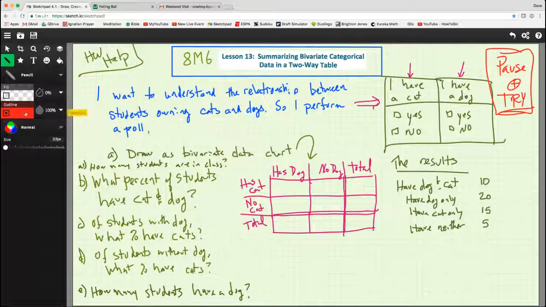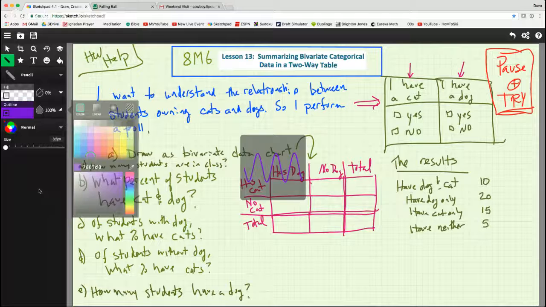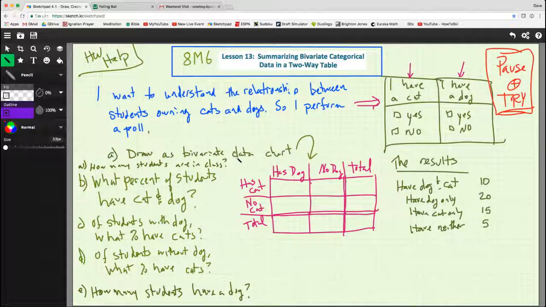Okay, now I assume you're back. Let's work this in purple. Let's put the data from the results into my chart. Let's get A done. So have a cat and a dog. So we have a cat and we have a dog. That's 10. Have a dog only. So we have a dog and no cat. We have 20. Have a cat and no dog. That's 15. And have neither a cat nor a dog.